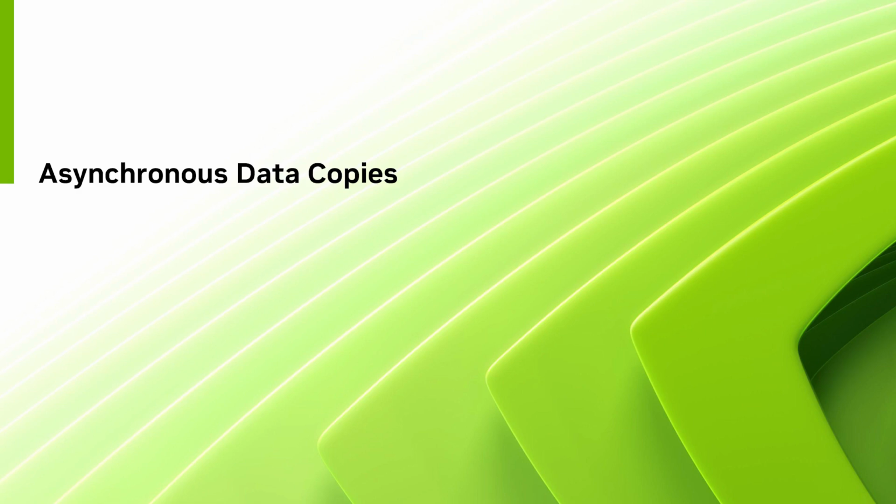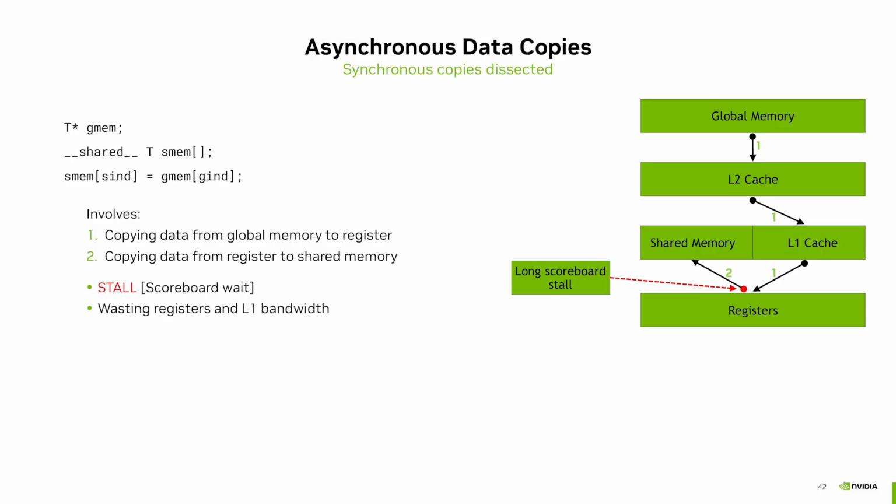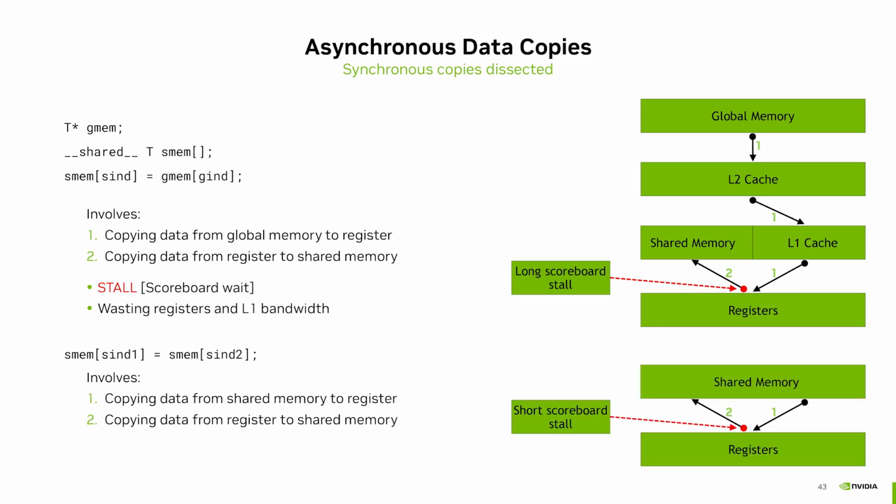Now let's switch gears and talk about asynchronous data copies with respect to shared memory. So first, I'll start with dissecting standard synchronous copies. So here's a typical example when we copy data from global memory to a shared memory. And what happens under the hood is that the data travels from global memory through the cache hierarchy into a register. And then the second step is that it gets copied from a register into shared memory.